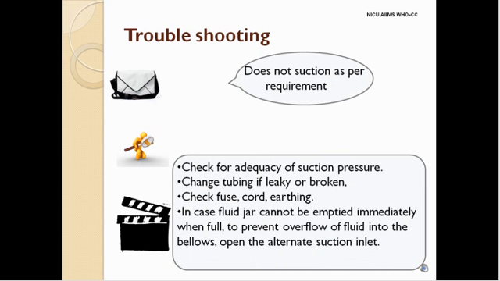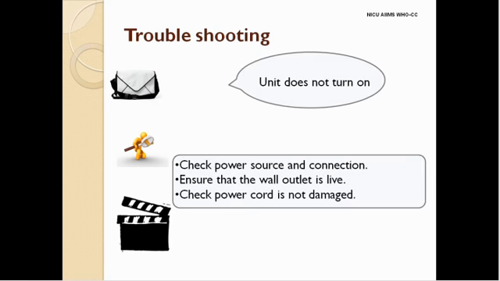Sometimes the fluid jar may not be emptied immediately. So, to prevent the overflow of fluid into the bellows, open the alternate suction inlet. What to do if the unit does not turn on? Check the power source, check the connection. Ensure that the wall outlet is functioning. Check the power cord. It could be damaged.